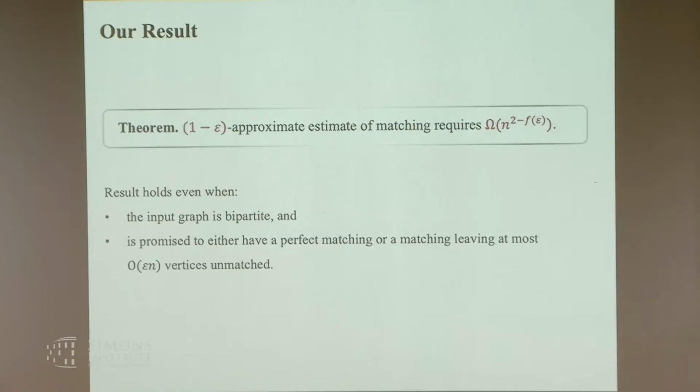So yeah, that's the main technical part of our result, that we camouflage a subgraph inside. The previous results were based on camouflaging the maximum matching edges. And we were able to show that a 1 minus epsilon approximate estimate of maximum matching requires n^(2 - f(epsilon)) time. Again, this holds even when the graph is bipartite or is promised to have a perfect matching or a matching that leaves epsilon n vertices unmatched.